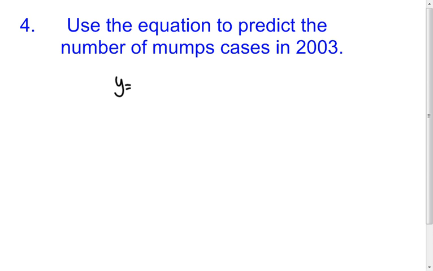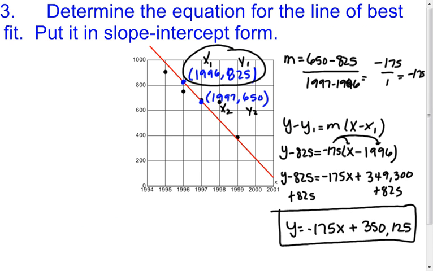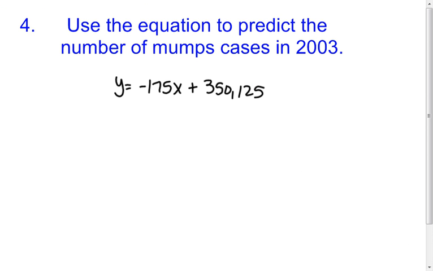So again, this is the equation that we had. You won't need to rewrite yours because you are on the same sheet of paper, but I need to. So that's where we were at. Then it says use the equation to predict the number of mumps cases in the year 2003. Think about this. Remember that way back when we graphed this, it was our years that were along our x-axis. So when I give you a year, the years are along the x-axis. So all that means is that I'm going to plug in 2003 for x.